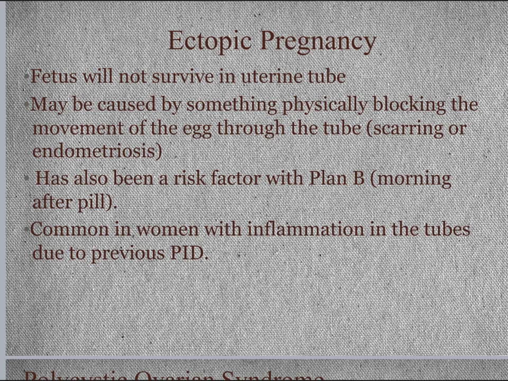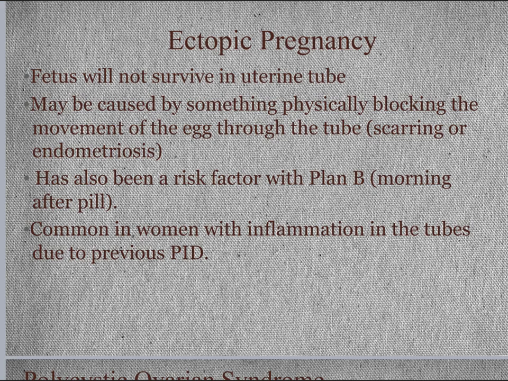Now, let's look at that ectopic pregnancy that we just alluded to and just introduced a few seconds ago. Now, what happens? A fetus will not survive in the uterine tube. It has to move and implant completely in the uterus. Now, why wouldn't this zygote make its way to the uterus? Well, just like we saw in pelvic inflammatory disease, something can be causing a physical blockage. This prevents the egg from moving through the tube into the uterus.